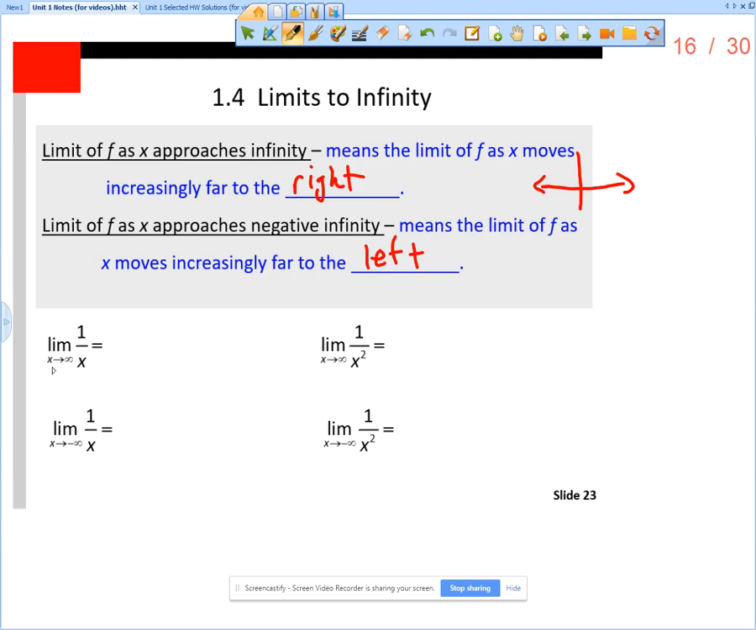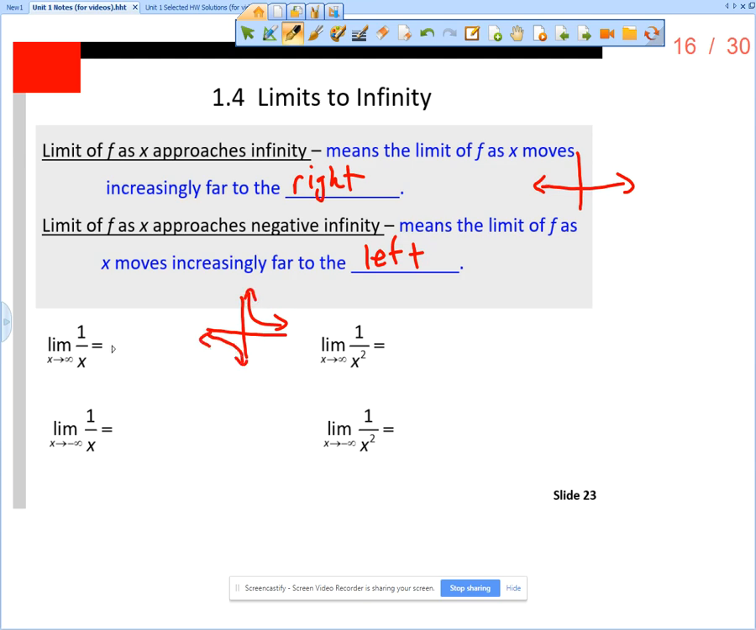All right, so now let's start off with the limit as x approaches infinity of 1 over x. Now, we're going to think about this both graphically and numerically. All right, so first of all, 1 over x. Well, you're going to have to know what 1 over x looks like if you want to think about it graphically. You may recall that the graph of 1 over x looks like this.